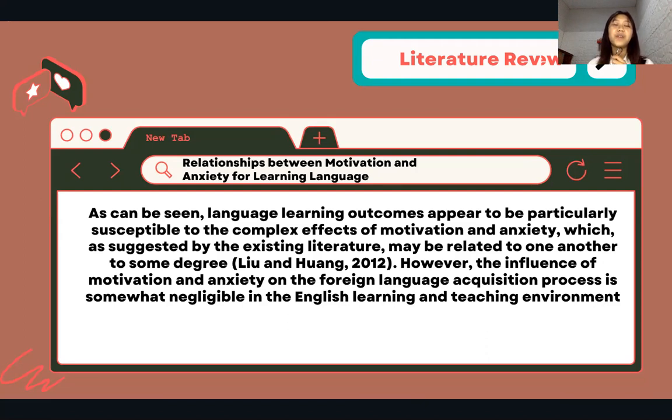As can be seen, language learning outcomes appear to be particularly susceptible to the complex effect of motivation and anxiety, which, as suggested by the existing literature, may be related to one another to some degree, by Liu and Huang, 2012. However, the influence of motivation and anxiety on the foreign language acquisition process is somewhat negligible in the English learning and teaching environment.